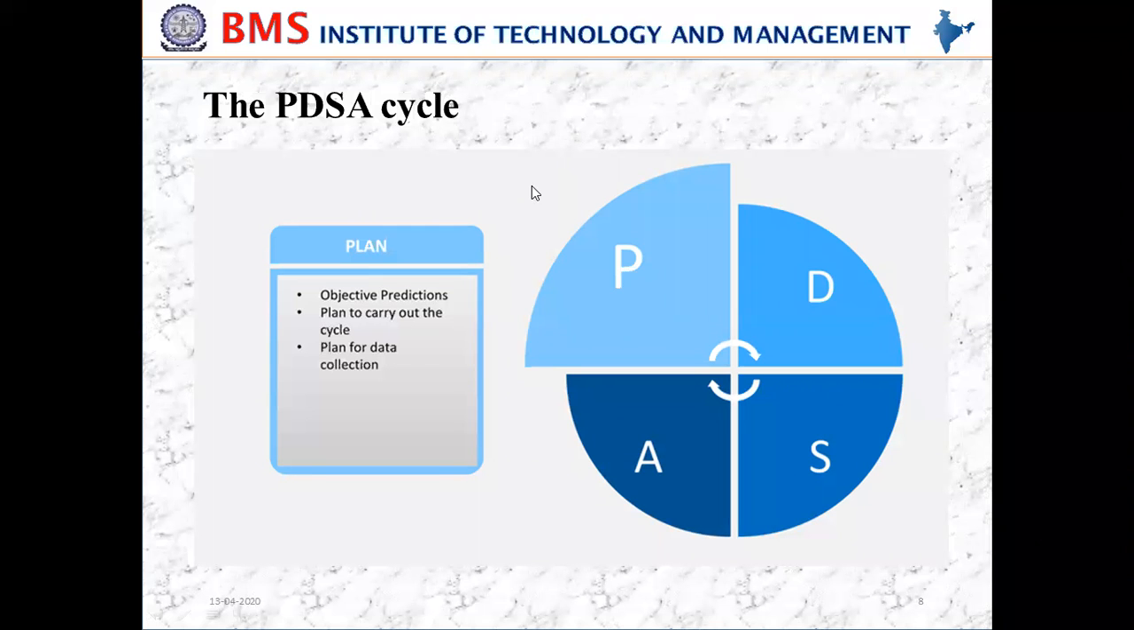And in this, first we'll discuss the plan phase. In the plan phase: objective, predictions, plan to carry out the cycle, plan for data collection. You plan what you want to do. What is the objective of the work which you want to do? And also, if I am going to plan this, it has to be done in that way.